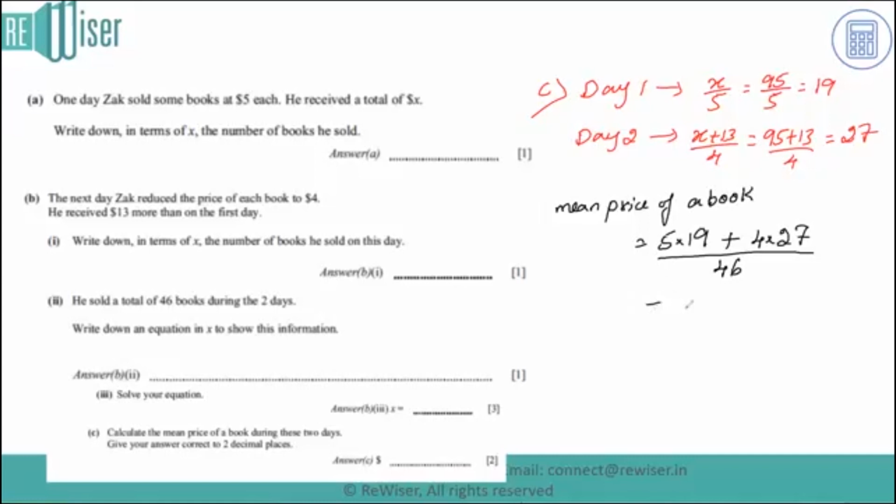And when we simplify this, we will be getting 4.413. So for 2 decimal places, the answer should be $4.41. So the average or the mean price of one book has to be $4.41. And that's the right answer for the sum.